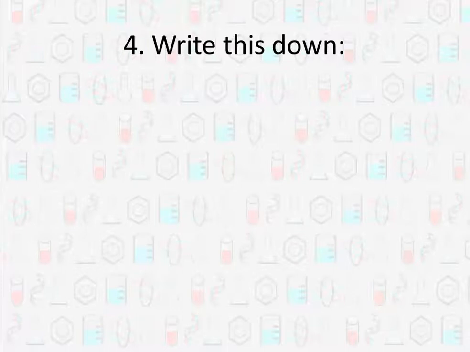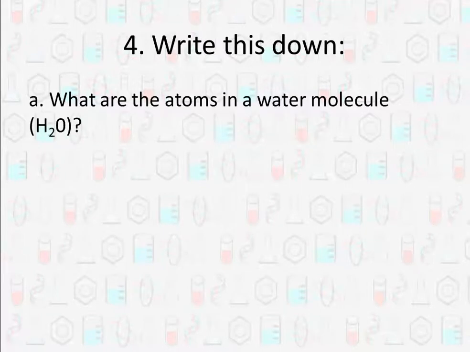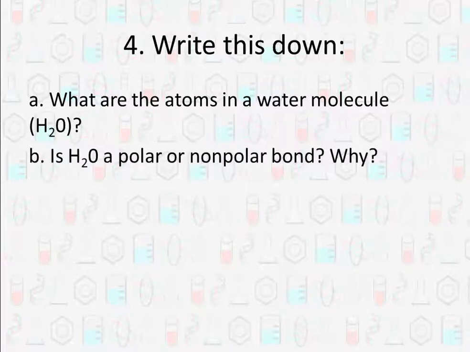So what I want you to do is to take a moment to pause the video and write down the answers to these four parts of question 4. You can also go back and watch this as many times as you would like to have it down, but what I want you to be able to describe to me is, first, what are the atoms in a water molecule, H2O? Second, is H2O a polar or a nonpolar bond, and why?